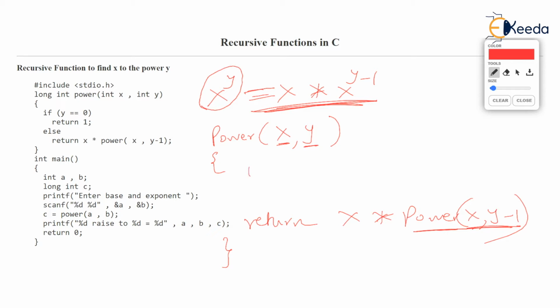But then there has to be an if statement here, because if you don't write if, this will be an endless recursion, isn't it? And you can say if the y exponent is 0, that means you are raising x to the power 0.